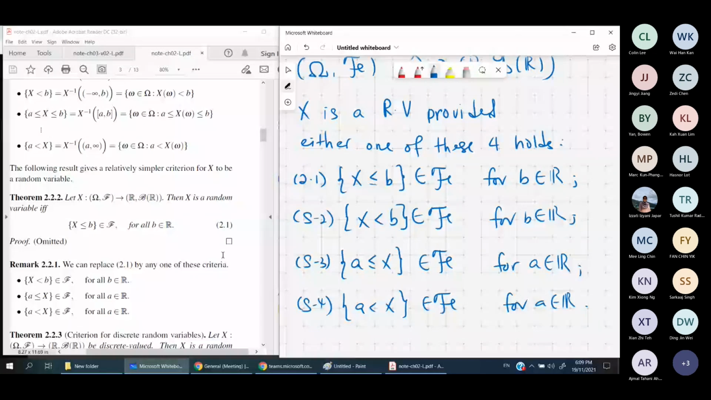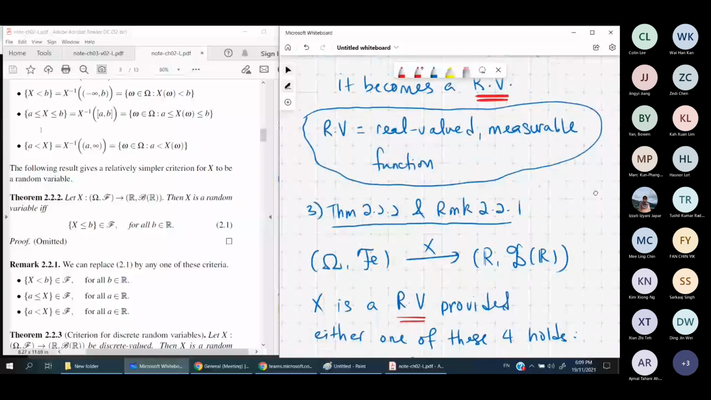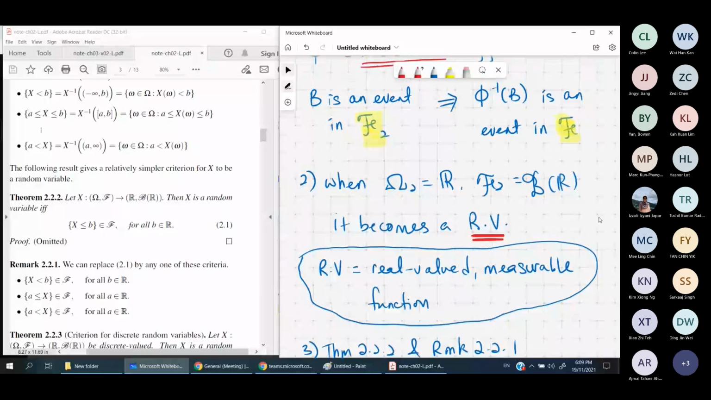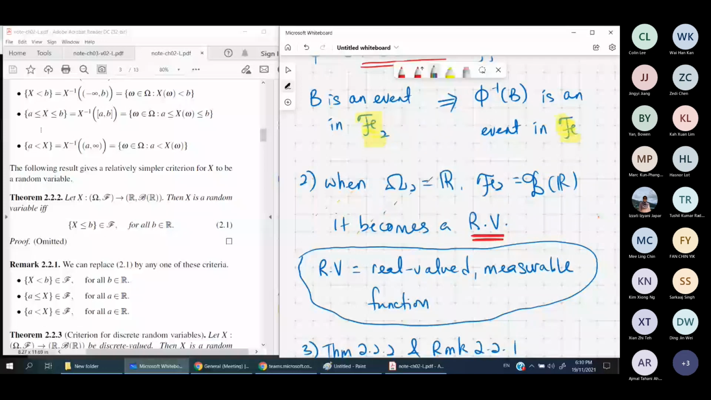This is the most important result, or theorem, in this chapter. It provides a very simple criterion for us to check whether a given function is a random variable. So in a way, the earlier definition may be replaced by it, and is not that important anymore. Maybe you can just forget about it. I would say this would be a working condition. So this is a general concept for it.